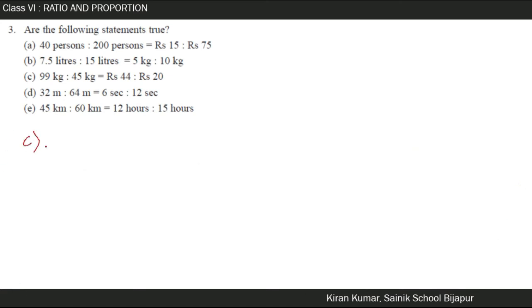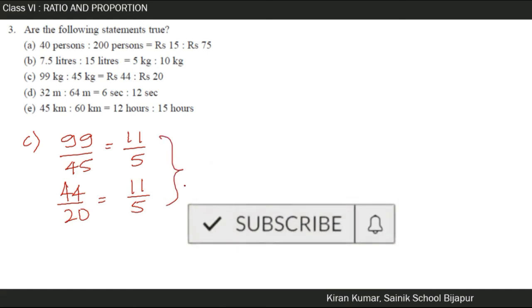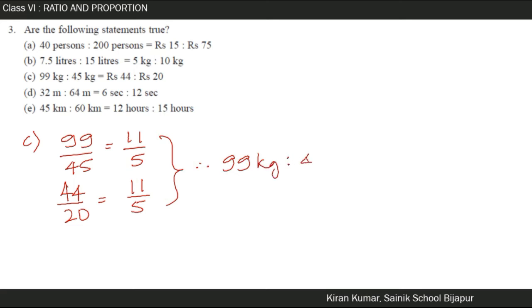Third one, 99 kg upon 45 kg. On simplification, this becomes 11 times 9 upon 5 times 9, and 44 upon 20 becomes 11 times 4 upon 5 times 4. Since they are equal, I can say that 99 kg is to 45 kg is equal to rupees 44 is to rupees 20 is a true statement.